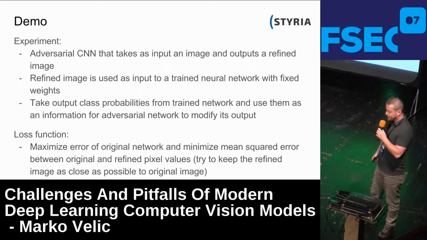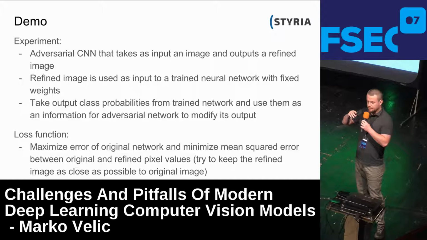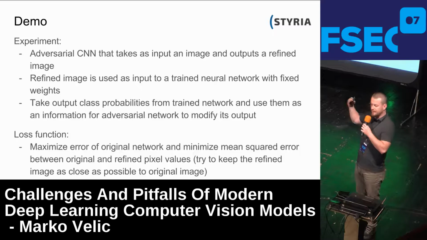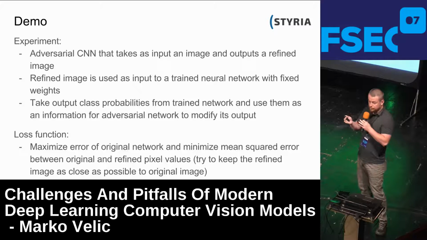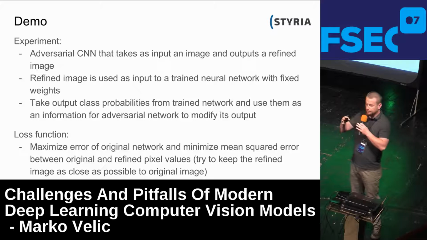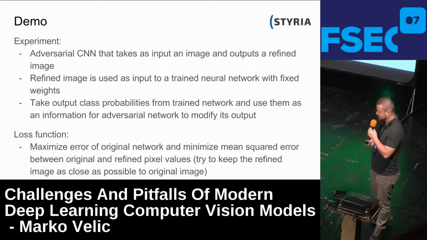So the constraint was that the image is as close as possible to the original image, and that the original classifier makes the mistake as large as possible. So these are the constraints. Just to explain, how do we measure if the image is visually close? You look at the pixel values. For example, you know that images are encoded as an array of 0 to 255. And we try to reduce the mean squared error between the original image and the refined image as much as possible.